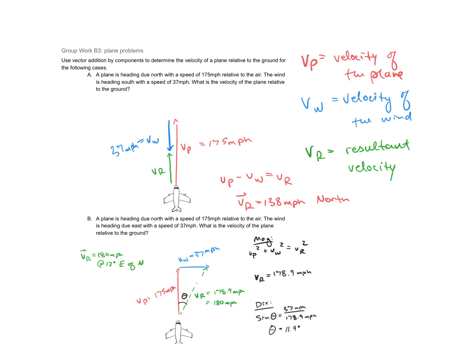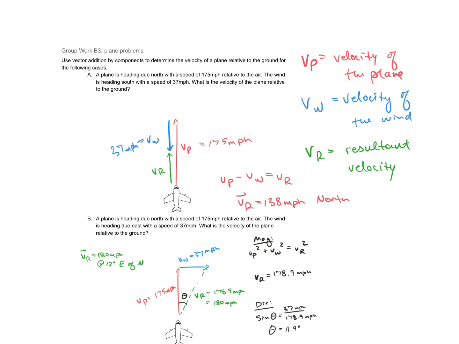So each sample gives you an example of how a plane is traveling relative to the air, and then how the air is traveling. Problem A says the plane is going north at 175 miles an hour, and the wind is going south at 37 miles an hour. So those two vectors need to be added together to produce the resultant final vector. The question is, what is the velocity of the plane relative to the ground?